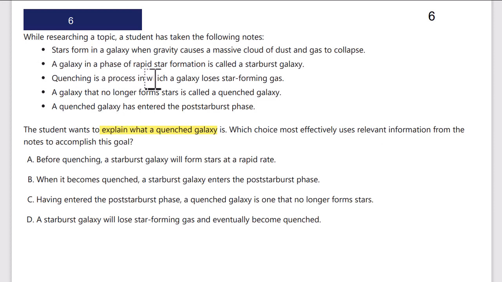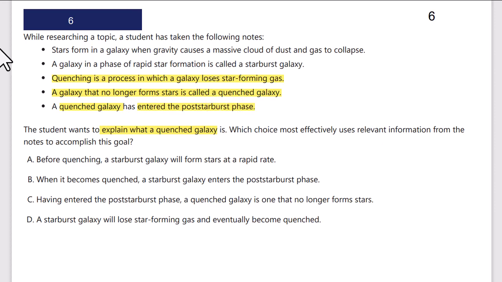Quenching is a process in which a galaxy loses star-forming gas. And now we're learning something about what a quenched galaxy probably is. It's a process when the galaxy loses the gas to form stars. A galaxy that no longer forms stars is called a quenched galaxy. Okay, so quenching, you lose the gas. A quenched galaxy no longer forms stars because we call that a quenched galaxy. Okay, more information about what a quenched galaxy is. It has entered the post-starburst phase. So these last 3 bullet points should, in some form or fashion, be in and among my answers.